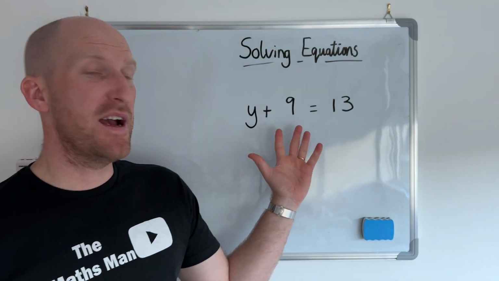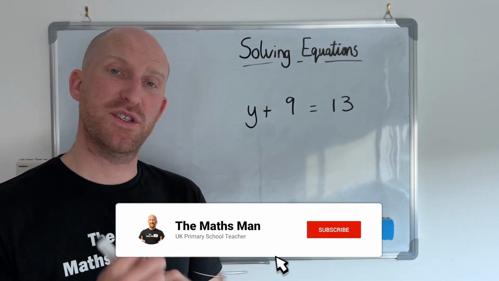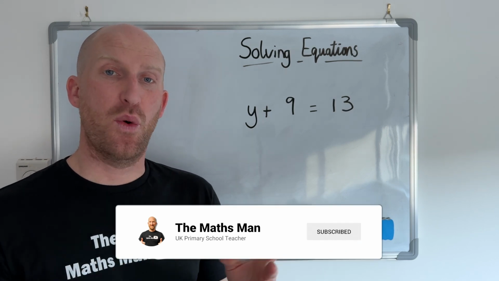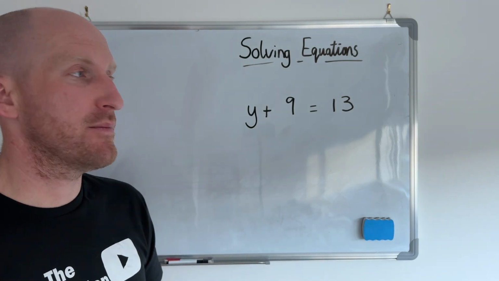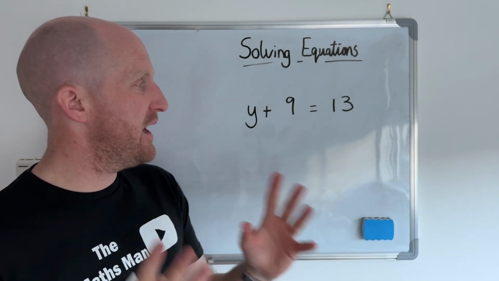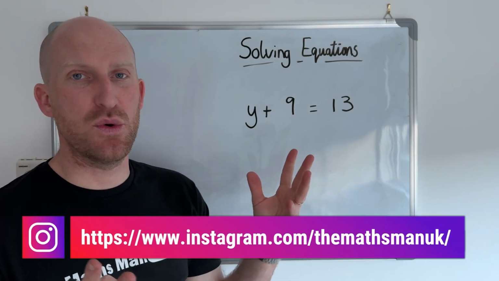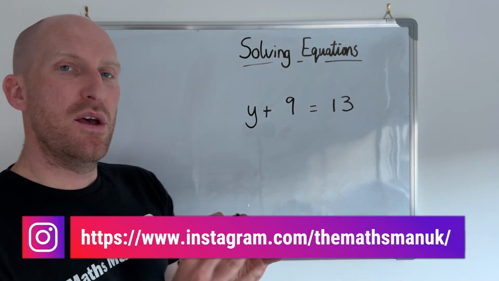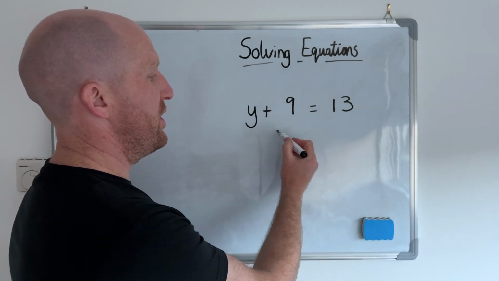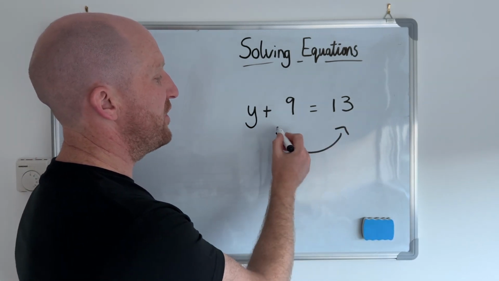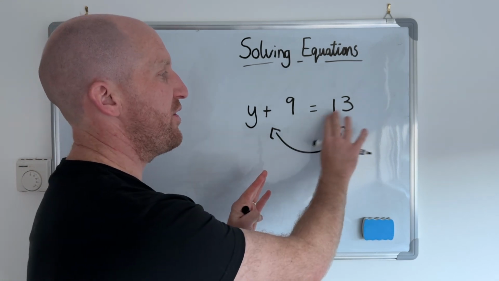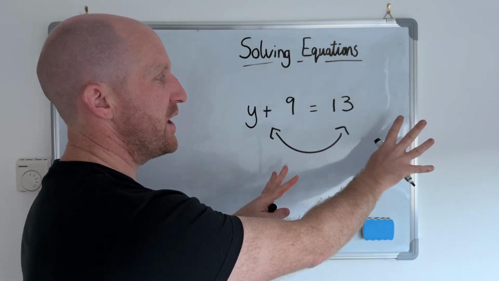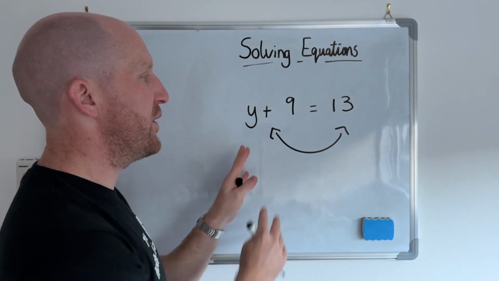So on the board here, I have an example of a one-step algebra equation. But what does that word equation actually mean? So every algebra equation has the equals sign. And with algebra, both sides of the equal sign must be the same. So we have 13 on this side of the equation, and on this side of the equation we have y plus 9.